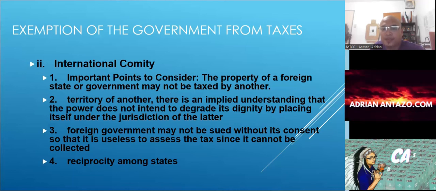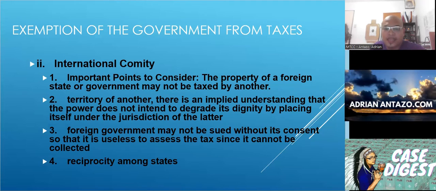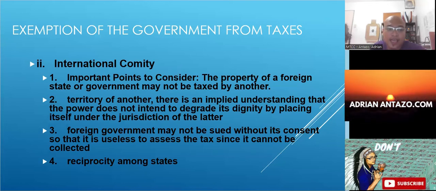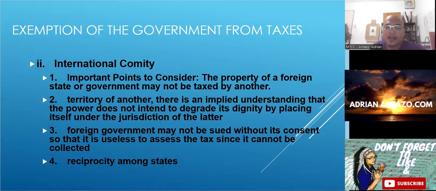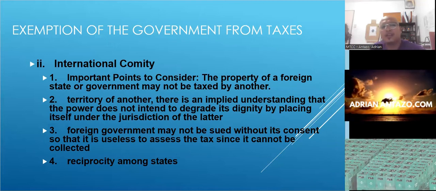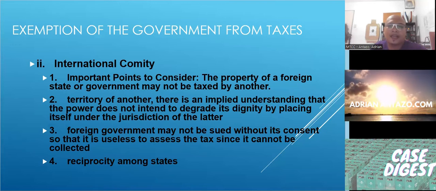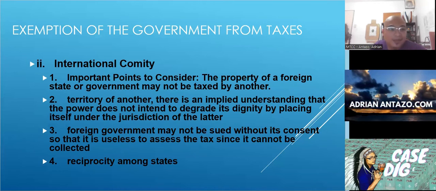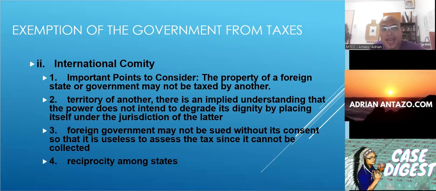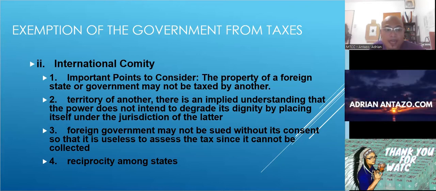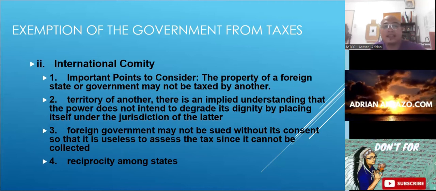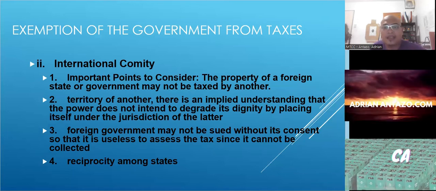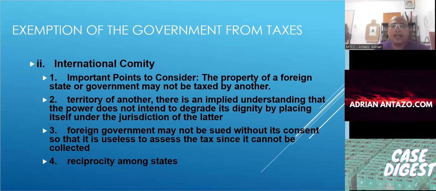A foreign government may not be sued without its consent, so it is useless to assess the tax since it cannot be collected. Okay? So you cannot sue a foreign state if they have not consented. In international law and constitutional law, we discuss that: you cannot sue another state if they do not consent. Usually, they do not consent to being sued unless they are estopped from claiming that immunity. For example, they entered into a contract. The mere fact that they entered into a contract as a private person, not as a state, is the time that you can also sue them.